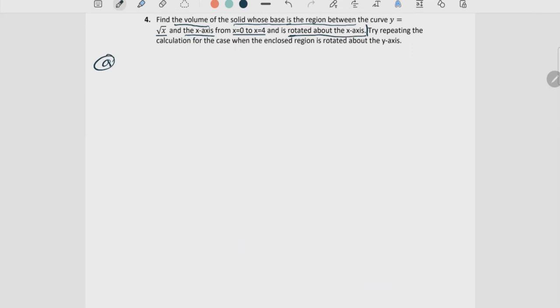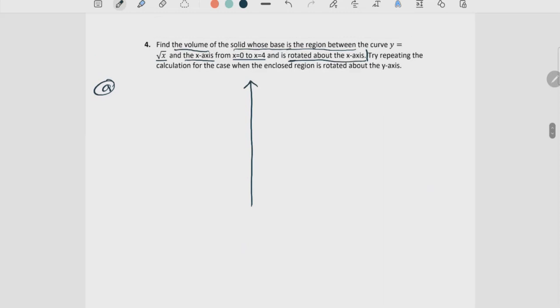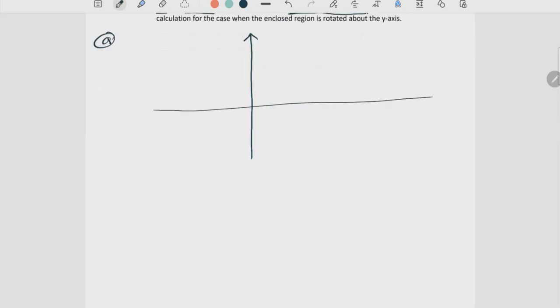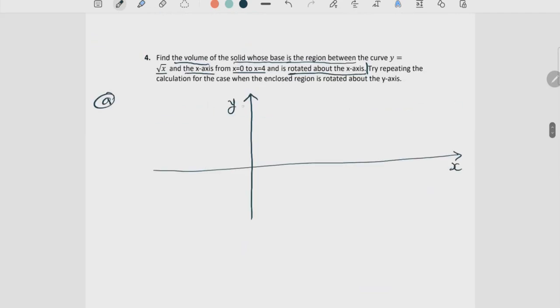So let's try to represent that graphically. So we have x-axis, y-axis. So the curve y is equal to the square root of x is a curve that looks like this, something like that. So the region that we're looking at is between this curve and the x-axis. And we are asked to find this between x is equal to 0, which is the origin, and x is equal to 4. So this is 1, 2, 3, 4. So x is equal to 4 is that straight line.